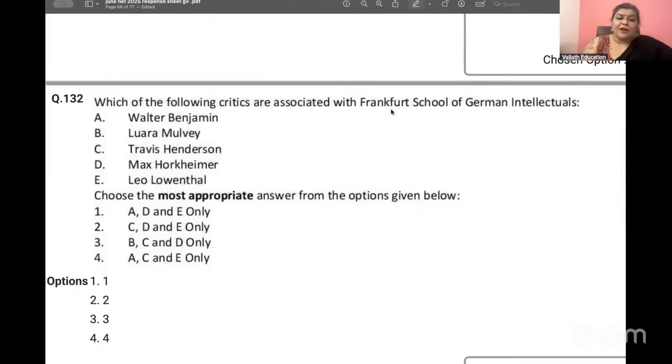Okay. Which of the following critics is associated with Frankfurt School? Easy. Because we all study this. This is very basic. Walter Benjamin, Max Horkheimer, Leo Lowenthal. If you went wrong, it is only because you didn't study.